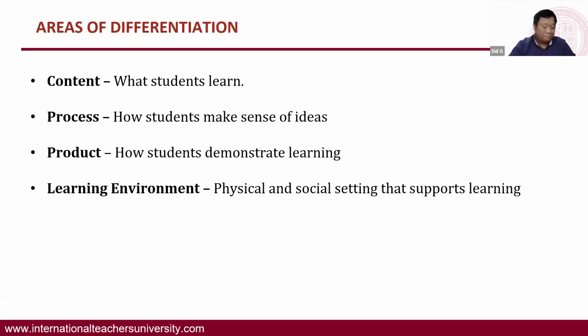Differentiation has different areas: content, process, product, and learning environment. Again, there are overlaps with UDL. Content is what students learn, process is how students make sense of ideas, product is how students demonstrate learning, and learning environment is the physical and social setting of the class.